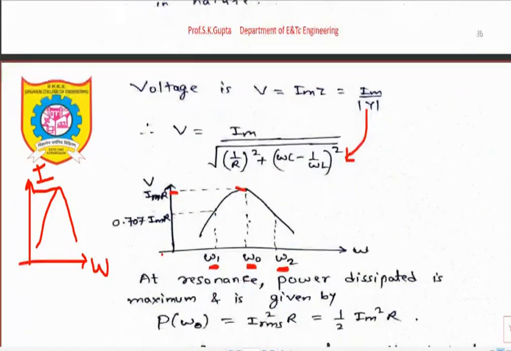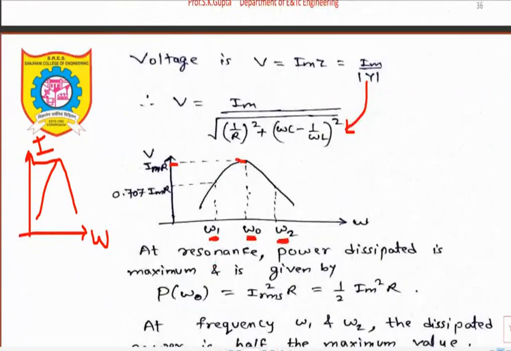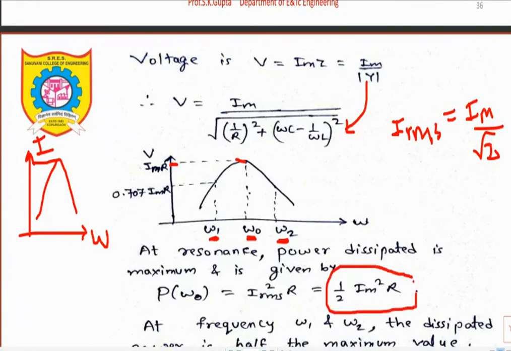At resonance, power dissipated is maximum because voltage is maximum here, current is maximum, and is given by IRMS square into R. That means RMS and Im relationship, peak value and RMS relationship is IRMS equal to Im divided by root 2. Again and again I am repeating this formula. IRMS is Im divided by root 2. So just substitute there. So the power formula at resonant frequency is 1 by 2 Im square into R.